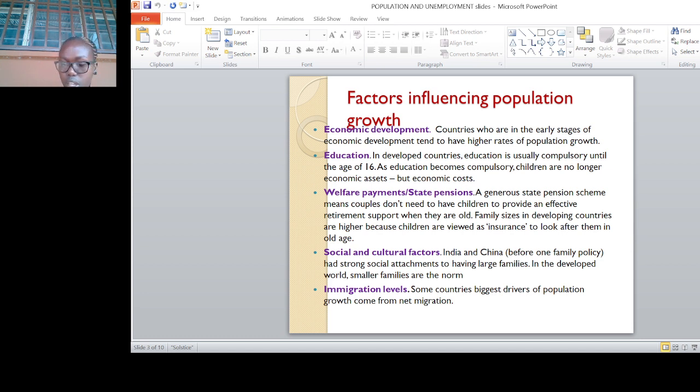The first factor is economic development. Countries in the early stage of economic development tend to have higher rates of population growth. There is also education. We also have welfare payments, state pensions. The other factor is social and cultural factors. For example, India or China had a strong social attachment to having a large family. In the developed world, small families are the norm.